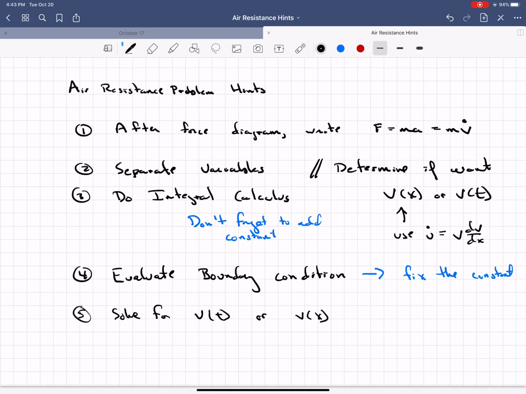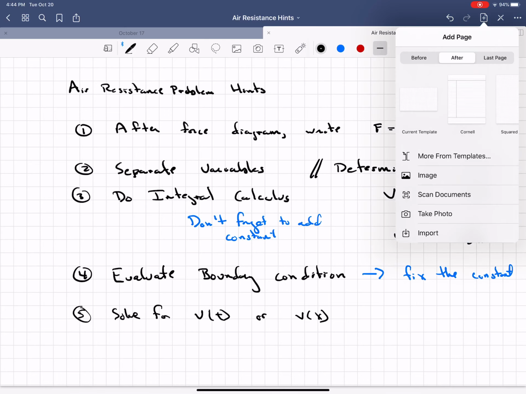When we do our integral, we're not going to forget to add our constant of integration, because when we go to evaluate our boundary conditions, then we need to figure out exactly what that constant was supposed to be equal to in order to set the boundary condition. And then finally, we'll solve for the velocity as a function of time or the velocity as a function of the position.